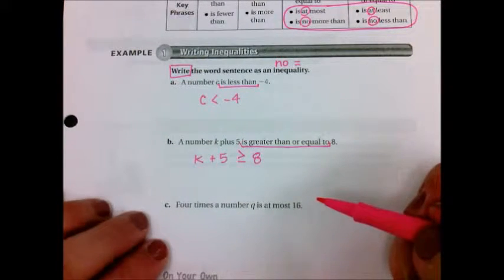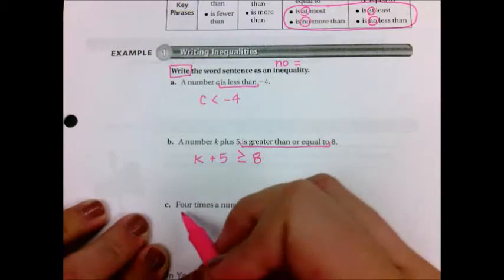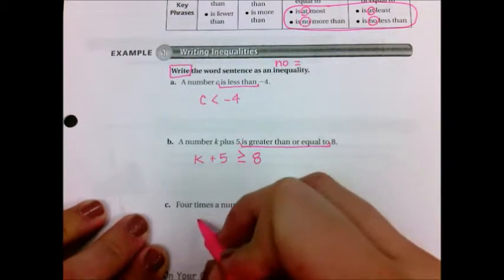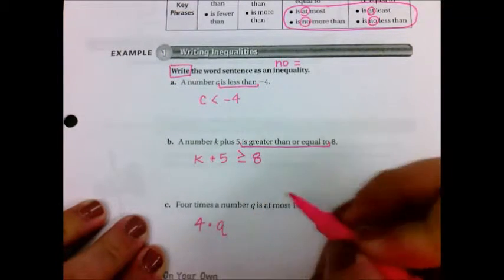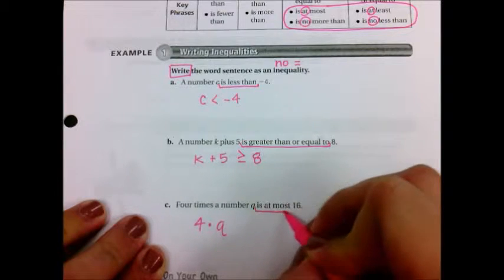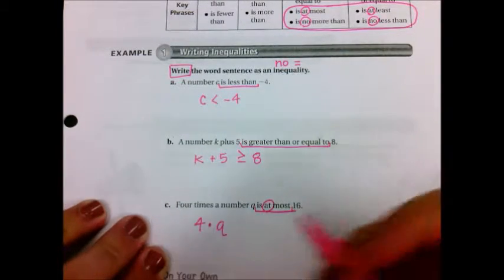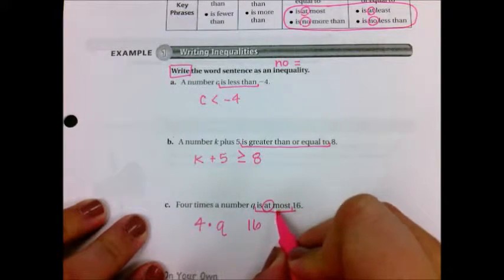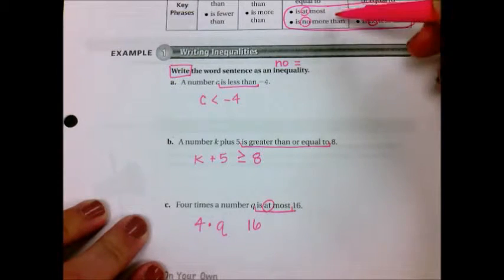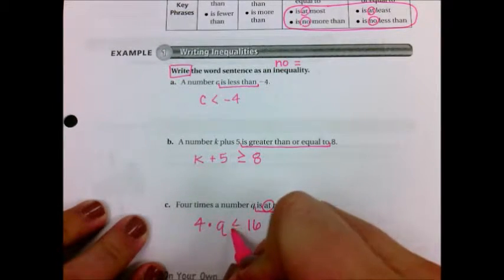But then we get to problems like C. C is where it becomes just a little bit trickier. 4 times a number Q, so 4 times a number Q, is at most, and we see that red flag word at, 16. So I can put the 16 in while I think about what sign I need to use. First of all, I can just look up at the table. Is at most means we're going to use less than or equal to.